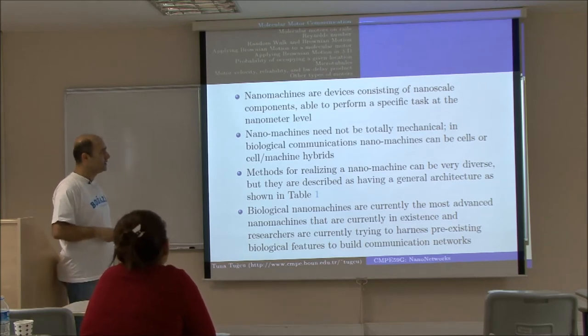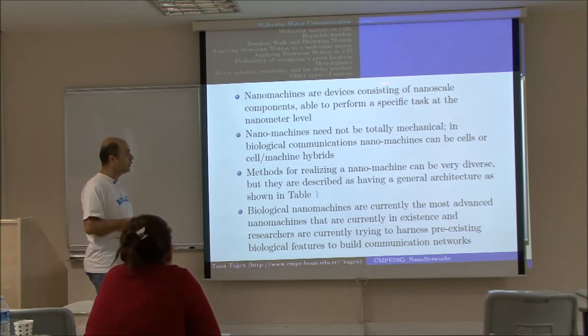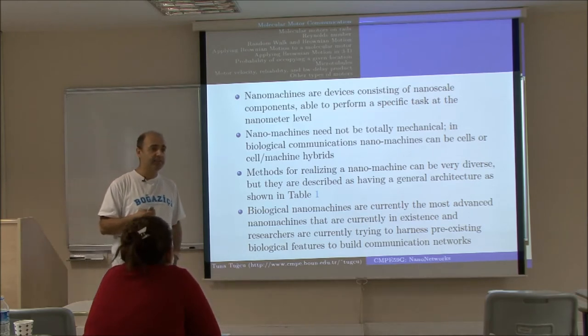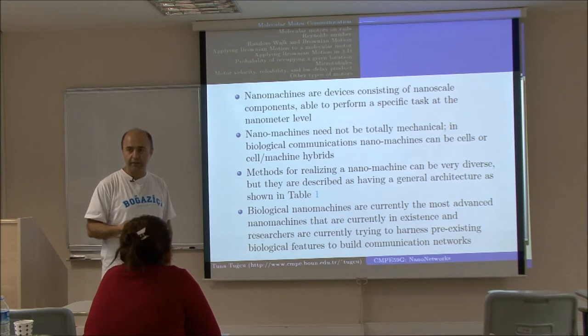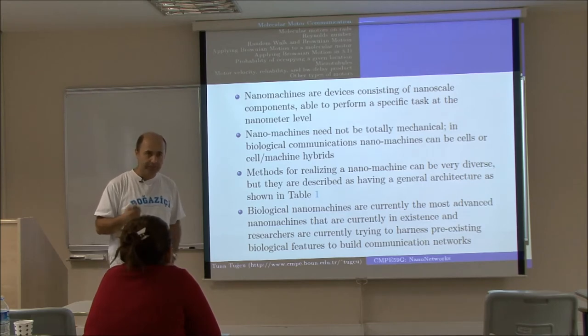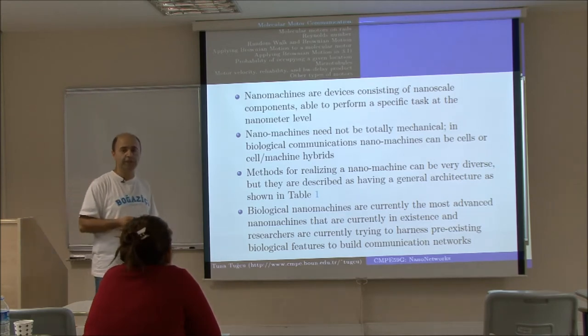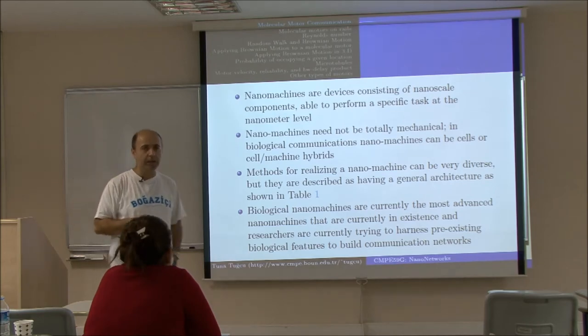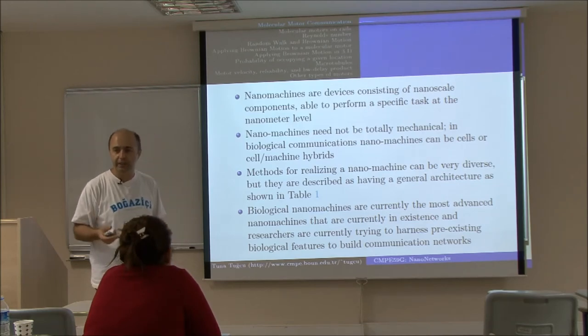So the nanomachines are now consisting of nanoscale components. The machine itself may not be in the nanoscale, but the important thing is the components should be in nanoscale, and or the medium that's being used for information transmission. Typically, the carrier itself should be in the nanoscale.